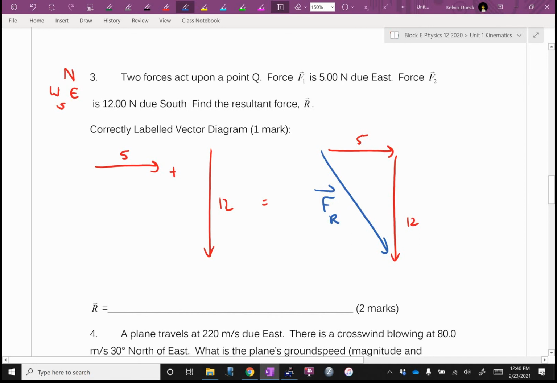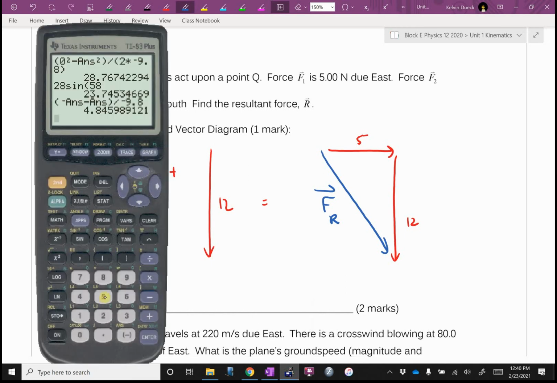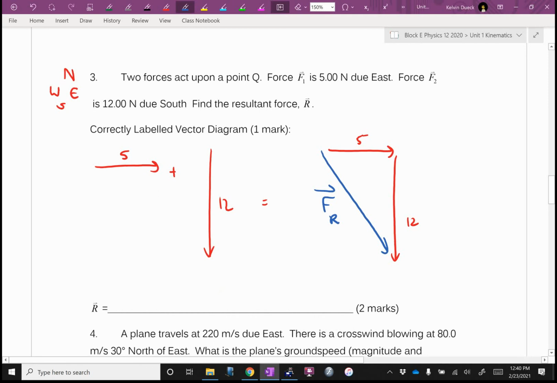So for a correctly labeled diagram, I need to see a 5 and a 12 added together tip to tail. You could go 12 first down and then 5 right. I would give you full credit for that. For you to get the full marks, I need to see arrows on the ends of your vectors. If you don't, I would take a half mark off. And then the resultant is 13. It works out evenly, yeah? This is the 5, 12, 13 triangle. It does work out evenly, does it not?